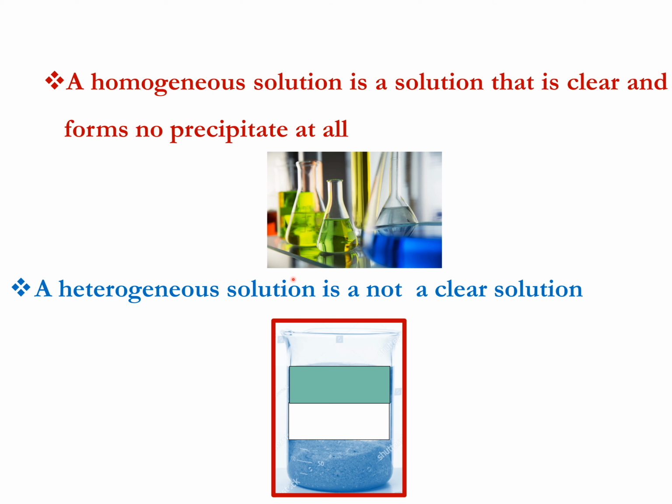A heterogeneous solution is the opposite of a homogeneous solution. A heterogeneous solution is a non-uniform solution. This is an example of a heterogeneous solution. You can see that the solution is not uniform. It forms three layers, 1, 2, 3. So, it is not a homogeneous solution. This solution is an example of a heterogeneous solution.